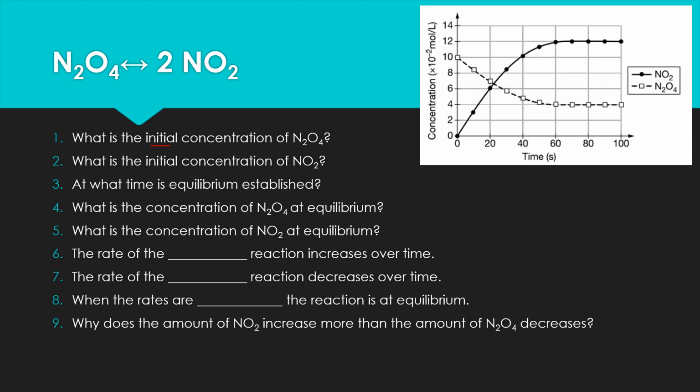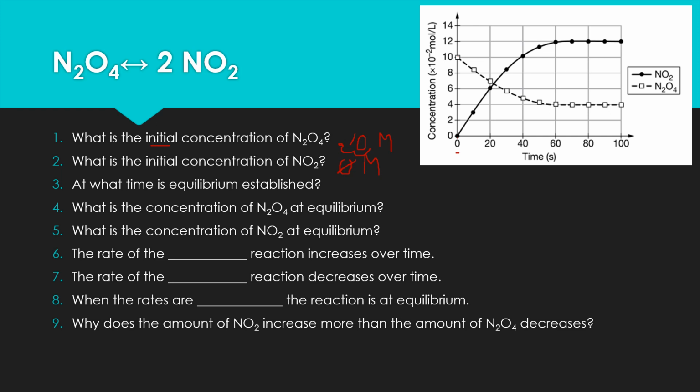So our initial concentration would be at time 0. So for N2O4, that's our little boxes, so that's at 10. So 10 times 10 to the negative 2 would be 0.1 molar. And our initial concentration of NO2, we can see down here, is 0. All right, 0 molar. We start out with no NO2. So no product, we start with all reactant.